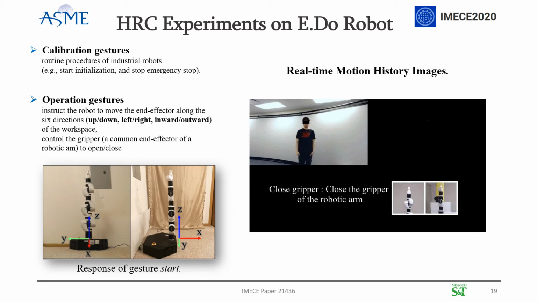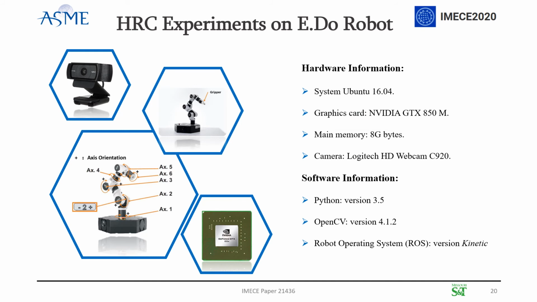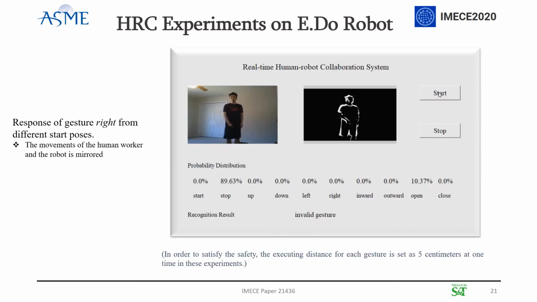This video shows the real-time motion history image. These are some hardware and software information of the whole HRC system. The RGB camera in this system is a Logitech HD webcam. This is the real-time motion history image and the real-time recognition of the gesture right.